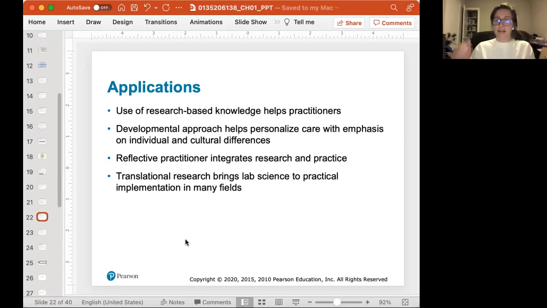Reflective practitioner: the practitioner that is reflective integrates research and practice. And when you get started, it may feel very alien or uncomfortable, but it gets more comfortable with time because you read what works, you practice what works, and it becomes like second nature. You can switch between theories like that just based on what someone says or is doing in front of you. So you guys will get more confident as you go. And lastly, translational research brings lab science to practical implementation in many fields.